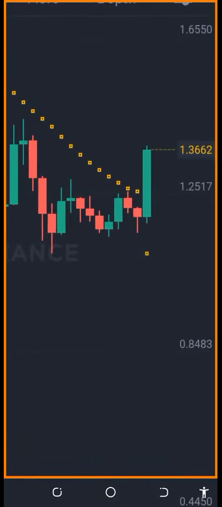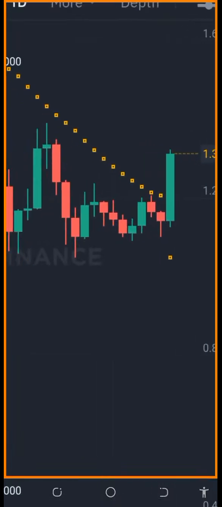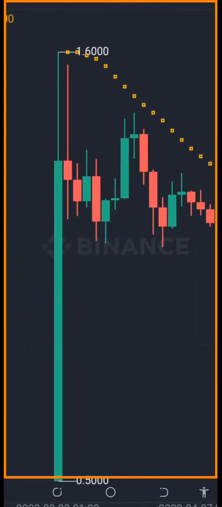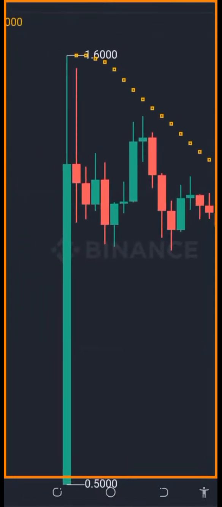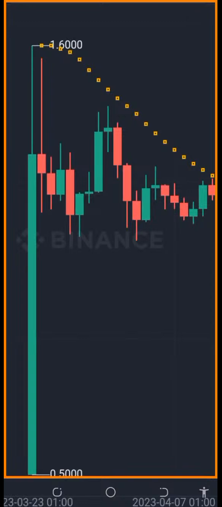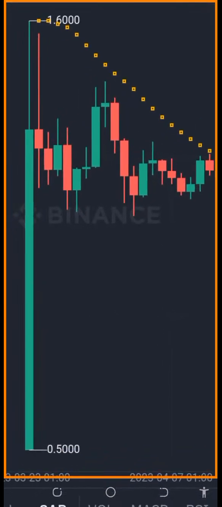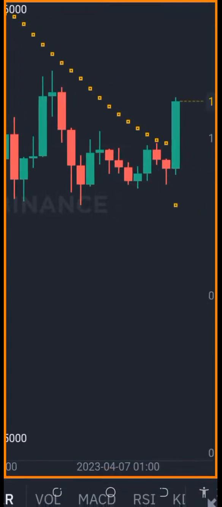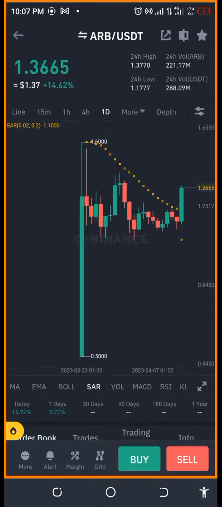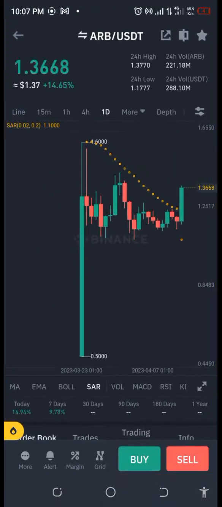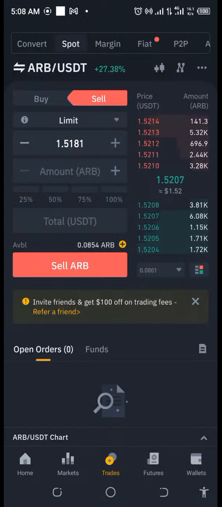You can see the parabolic SAR is actually under it, so it's very possible that this is going to pump even higher. It went to $1.60 at the beginning, so there's hope. Let's see. Like 3 weeks. Okay, let's see how this goes. Let's keep our fingers crossed, and I'll be back with the results. See you shortly. All right, I'm back and it has already sold.